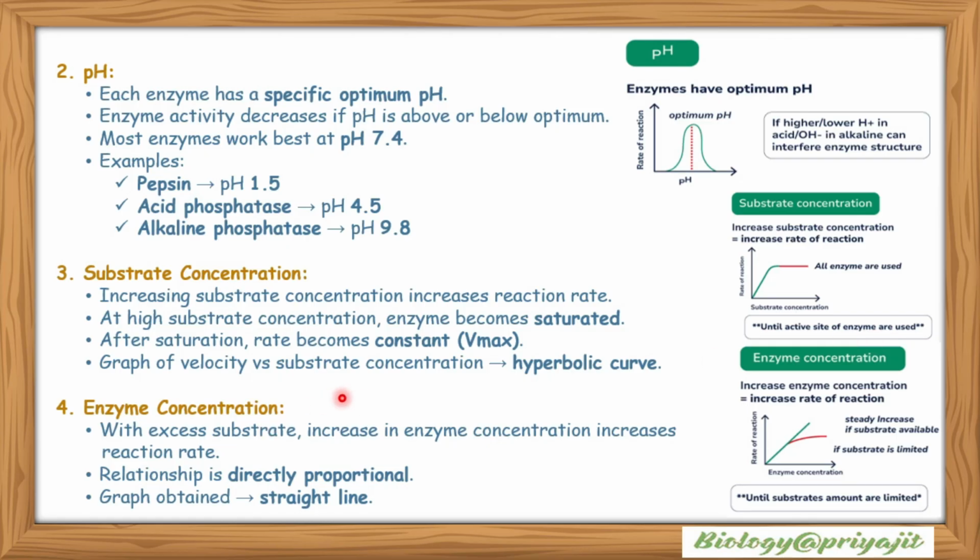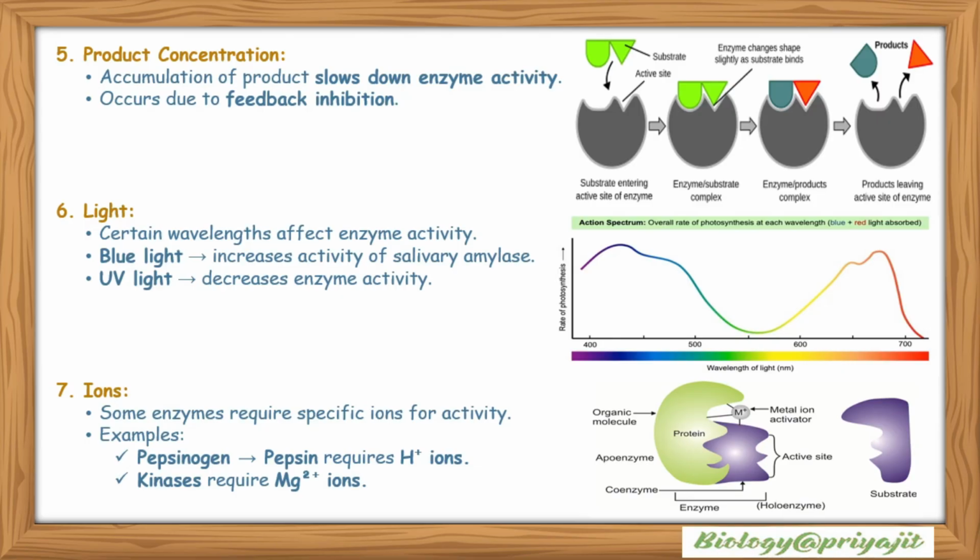Enzyme concentration with excess substrate. Increase in enzyme concentration also increases reaction rate, and the relationship is directly proportional like a straight line. The graph obtained for rate of reaction and enzyme concentration is a straight line, and we can find this until substrate amount is limited. Product concentration. We know that accumulation of product can slow down the enzyme activity. This occurs due to feedback inhibition.